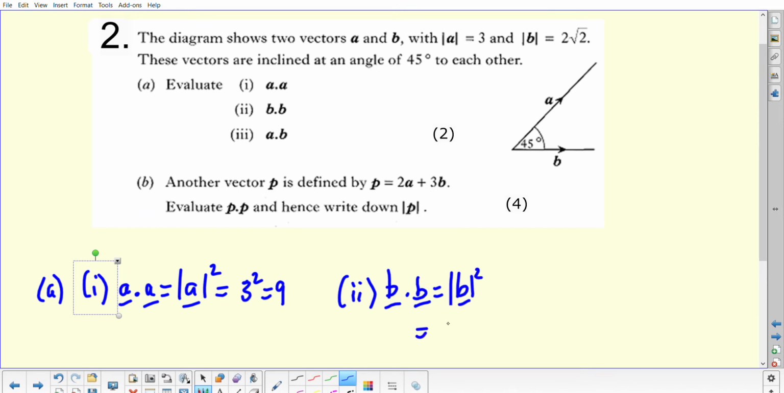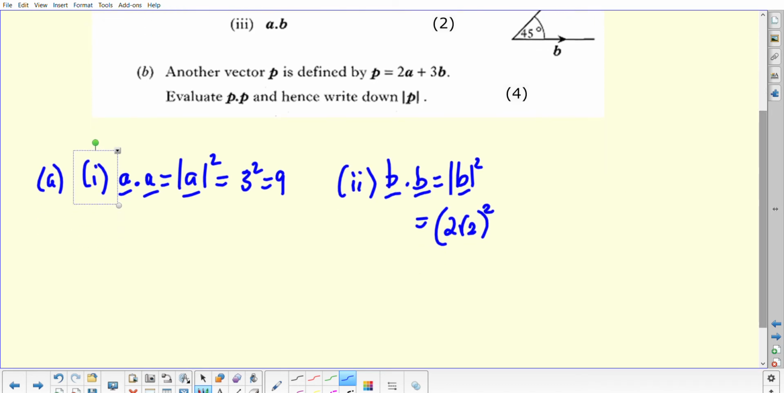The second one that you were asked to find is B dot B, which is magnitude of B squared. And for this, because you're dealing with two terms, you've got 2 root 2 squared. That's actually going to be 2 squared times root 2 squared. So you're going to have 4 times 2, so that comes out to be 8.